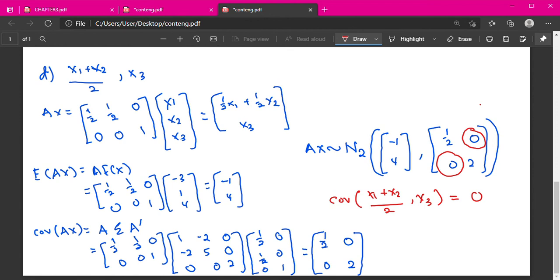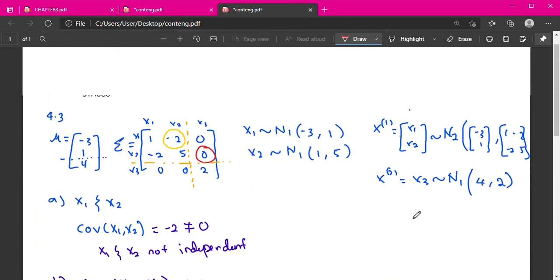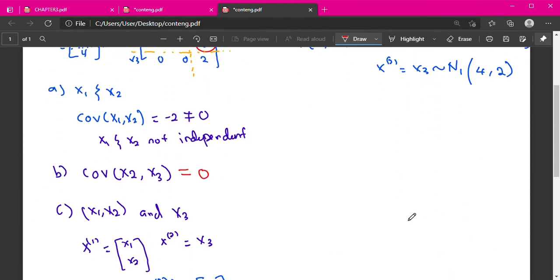So we can say that these two linear combination are independent. Okay. Alright, so untuk part E, so you boleh gunakan cara yang sama, cari variance covariance matrix, then observe whether the covariance between the two linear combination is 0 or not. Okay, kalau 0, then we can say that the two linear combination are independent. If not, can say that it is not independent. Okay, you boleh try cuba untuk E.